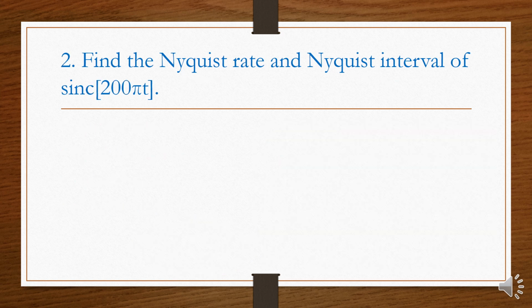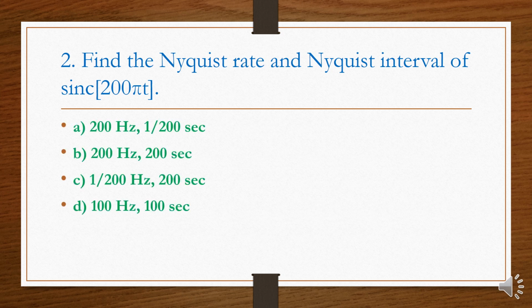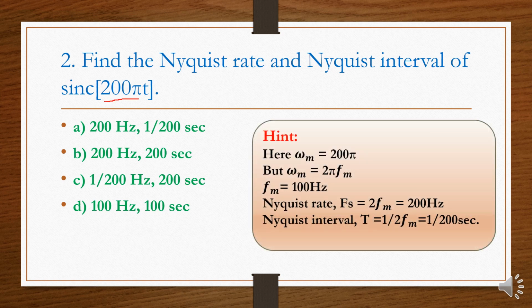Second problem. Find the Nyquist rate and Nyquist interval of sin 200 pi t. So this problem is also similar to the previous problem. So four options are given. We have to calculate the Nyquist rate and Nyquist interval. So from the question, omega m is equal to 200 pi. So we know omega m is equal to 2 pi fm. In that you have to substitute the value for omega m. So you will be getting fm is equal to 100 hertz.